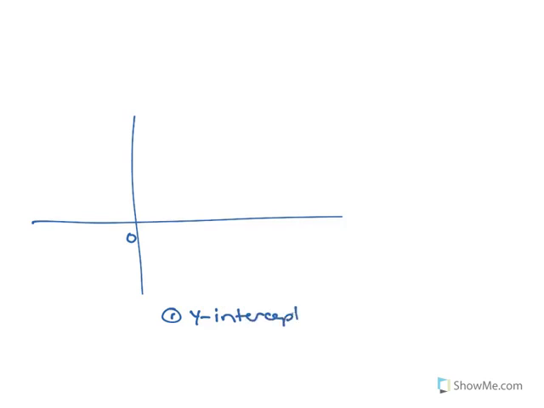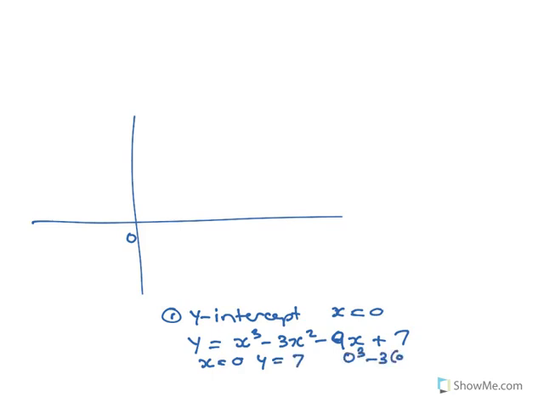Once you've got the stationary points, because you know where they are, when you're curve sketching you must find the y-intercept. To find the y-intercept, you put in x equals 0. For example, if you had x cubed minus 3x squared minus 9x plus 7, when you put in x equals 0, the y-intercept would be 7. So that means your curve would have to be going through 7.